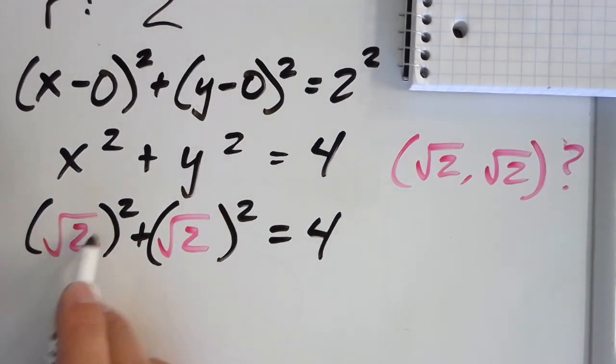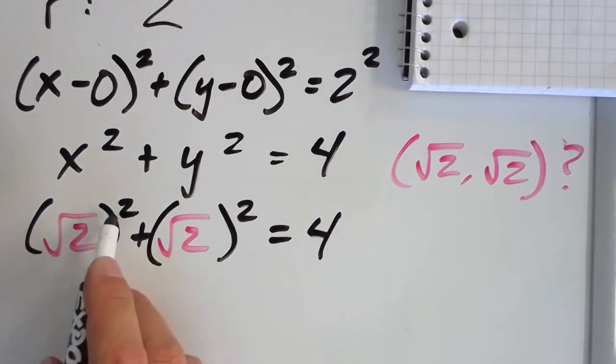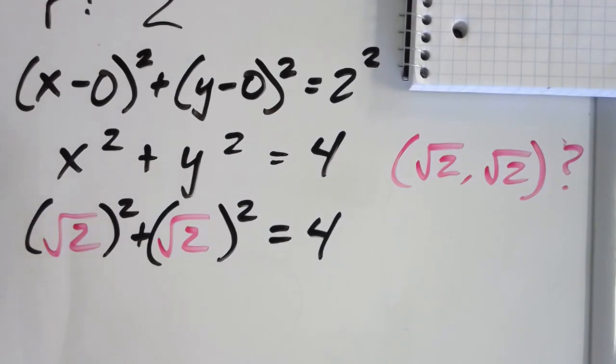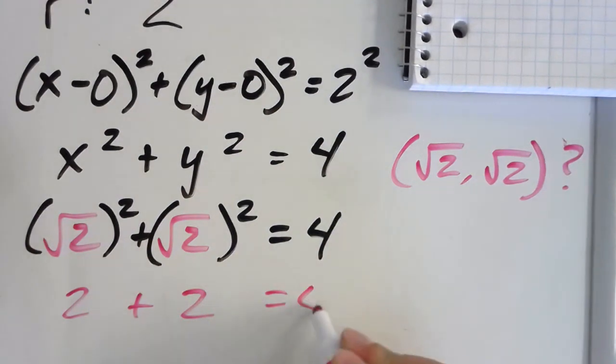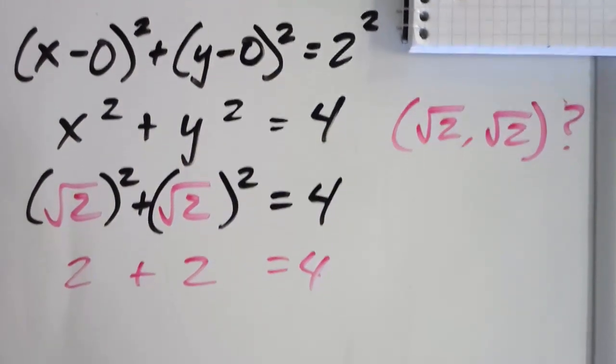Students get intimidated by this. These end up just canceling, the square root of 2 and the 2. So this is literally going to be 2 plus 2 equals 4. Hopefully you check out that makes sense.